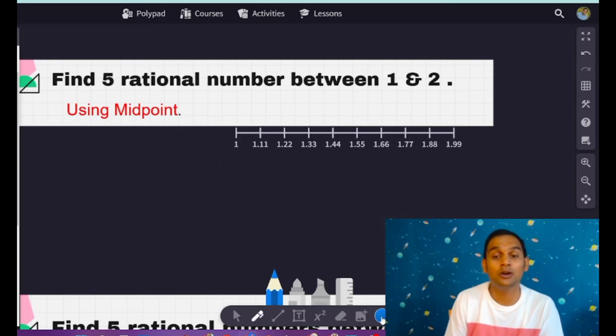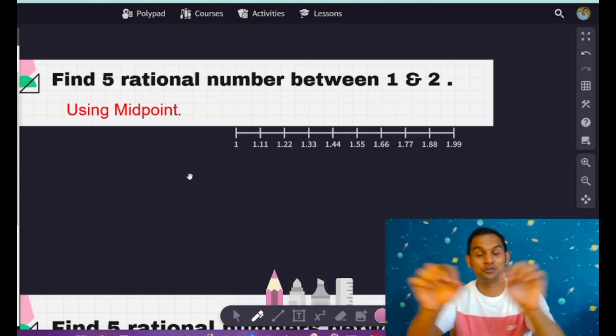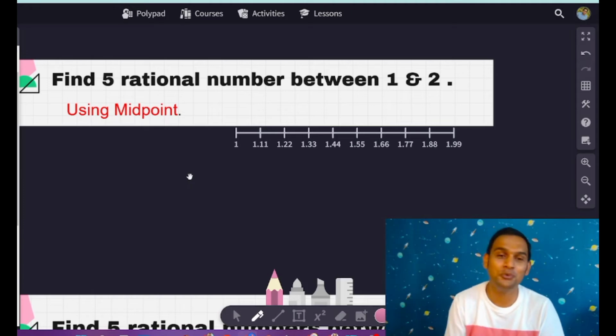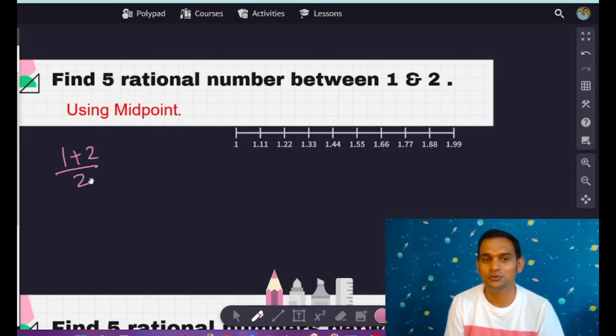Let's try to work out how we do this. We cannot have this number line in our notebook, right? So how do we do that in a detailed version? Let's focus on that. Find 5 rational numbers between 1 and 2. So what do we do to find the midpoint? The average. Okay, so we find the average. So 1 plus 2 divided by 2, we get 1.5, right? So now we have 1, 1.5 and 2.